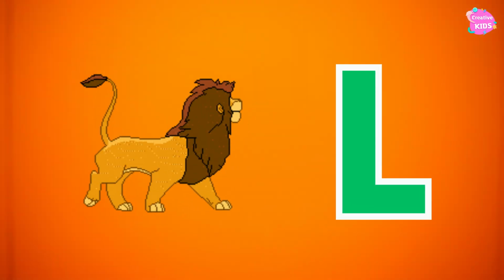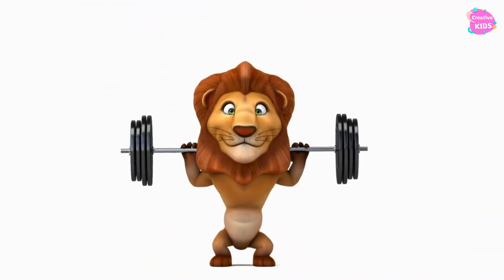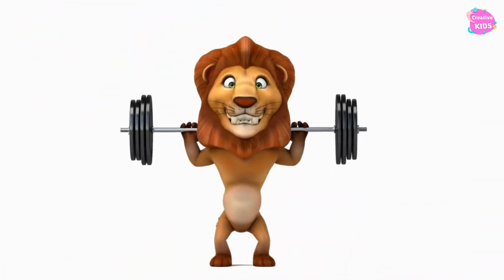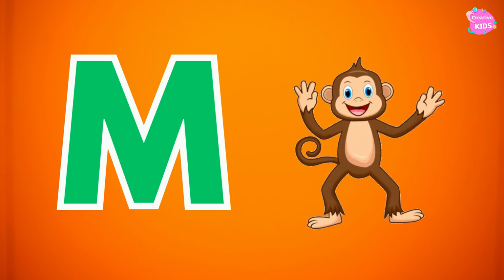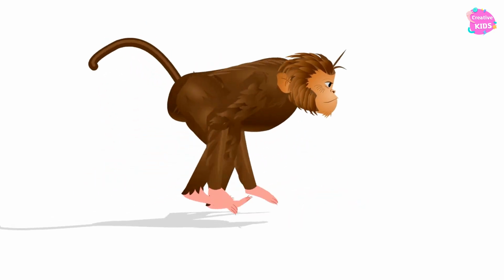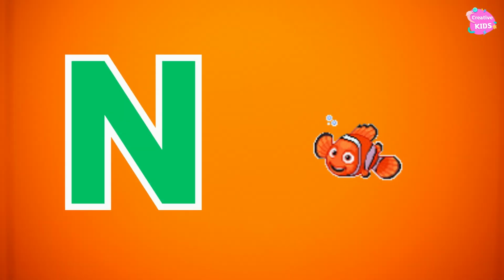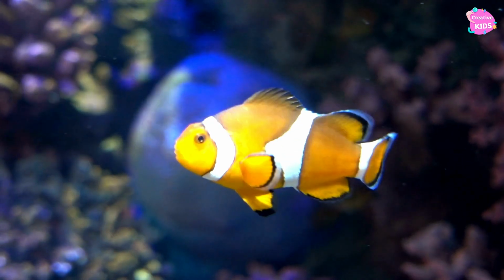L is for lion, lion, lion. L is for lion. M is for monkey, monkey, monkey. M is for monkey. N is for Nemo, Nemo, Nemo.